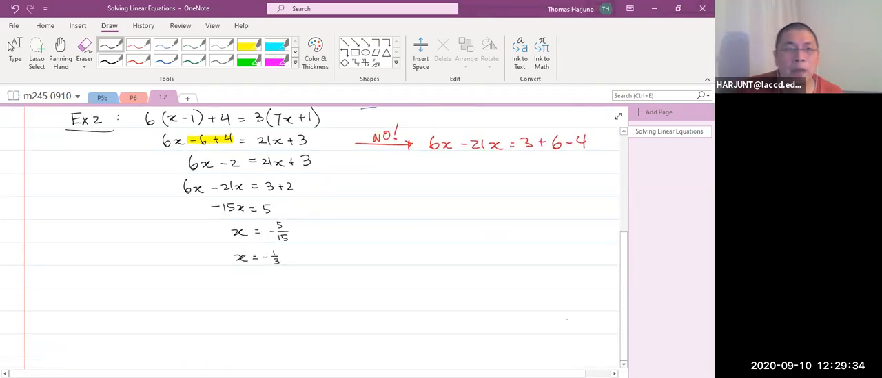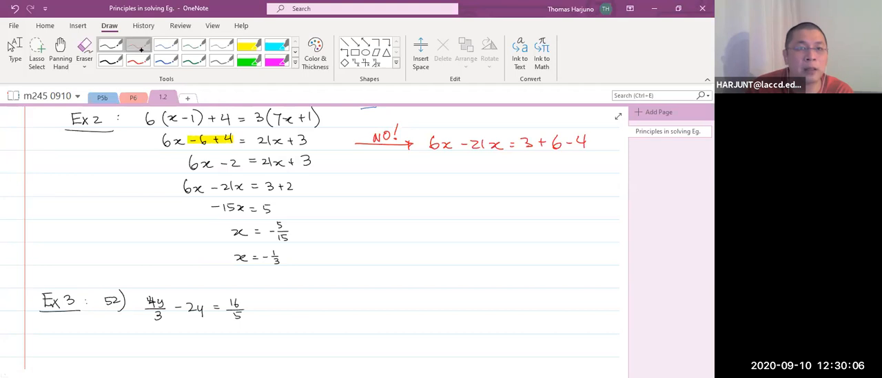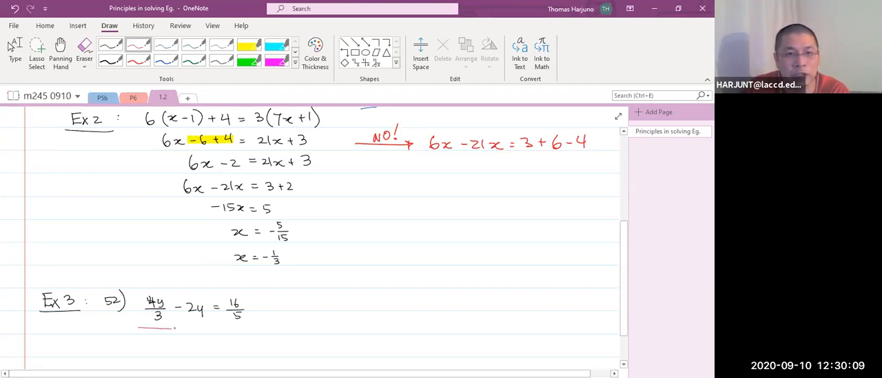Now, what happens if we have fractions involved? Let's say we have example 3, number 52, textbook number 52: 4y over 3 minus 2y equals 16 over 5. We will also use the LCD method here, in which I multiply each term by the LCD, in this case 15.